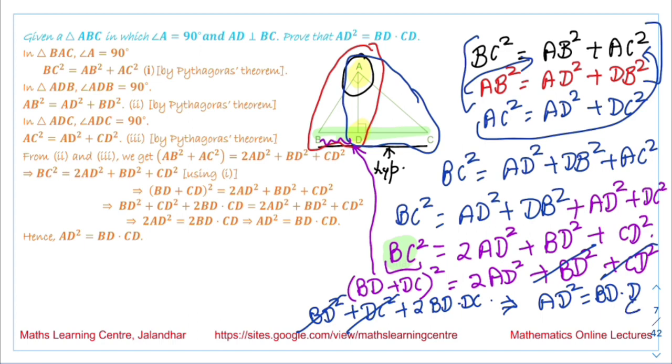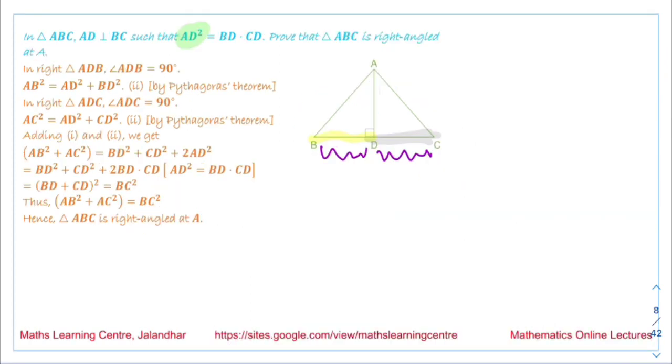Left with this result, and this is what we have to prove. Now in this next question, triangle ABC is given to us, and it is given that this AD is perpendicular on BC, such that AD square is equal to BD into CD. We have to prove that triangle ABC is right angled at A.